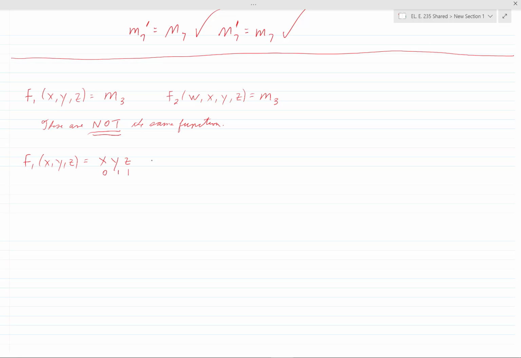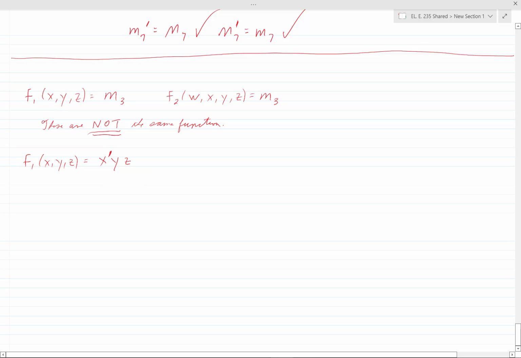So we want it to be equal to 1 when X is equal to 0, Y is equal to 1, and Z is equal to 1. And so therefore, we need to put the prime with the x, and therefore F1 of xyz is equal to x prime yz. That will be equal to 1 when x is equal to 0, y is equal to 1, and z is equal to 1, and that sequence 0, 1, 1 is the binary representation of 3. So that's what F1 of XYZ is equal to.